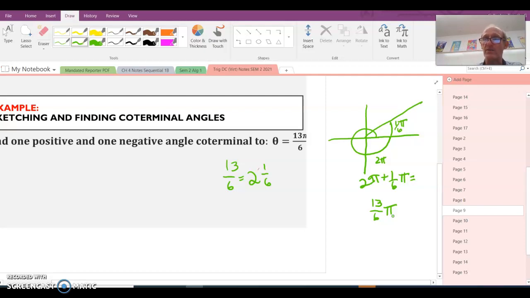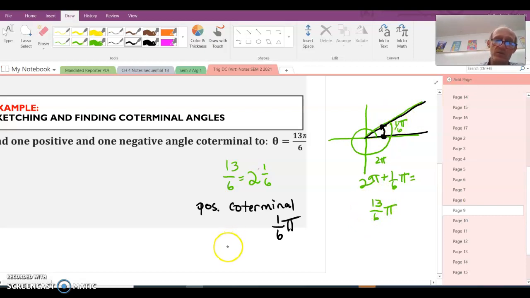Now, we still need to find a positive and a negative coterminal angle. This one's more intuitive. You have to think about this one. The positive coterminal angle, we don't have to add 2 pi, although we could, but if you think about it more carefully, it's going to be 1/6 pi, because that 1/6 pi is another angle that has the same terminal side as 13 pi over 6.